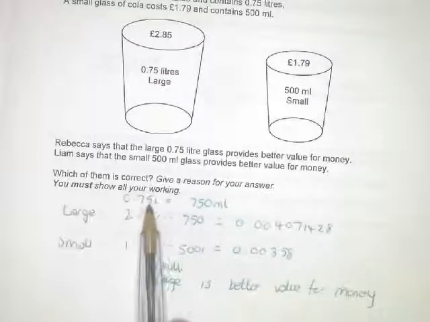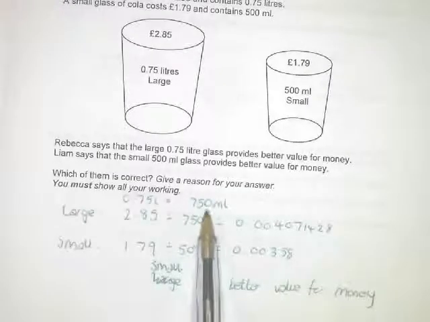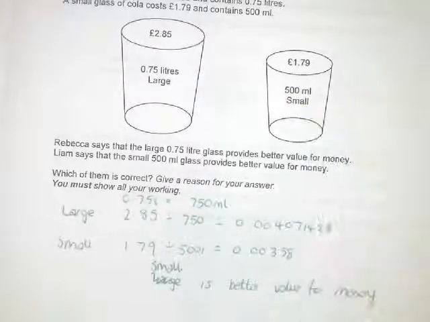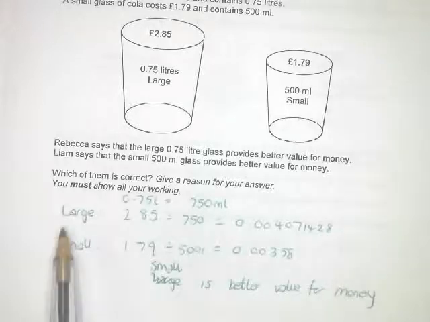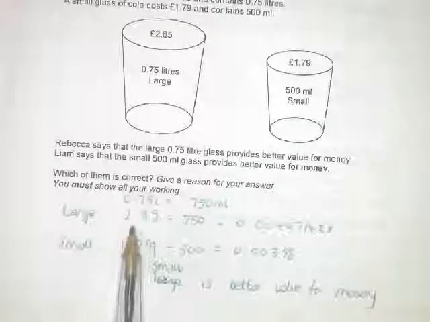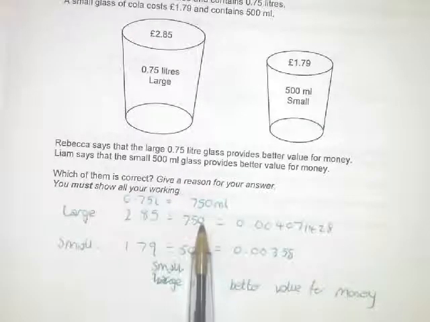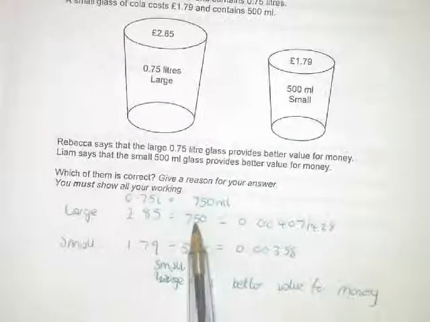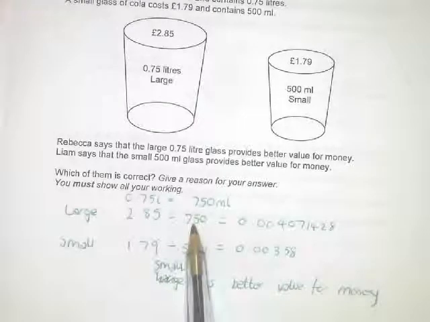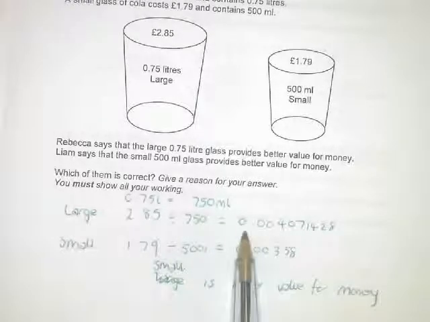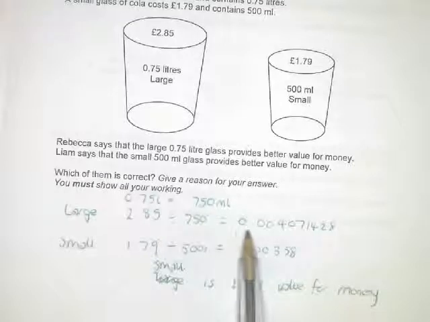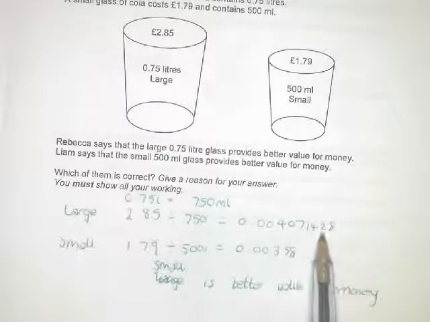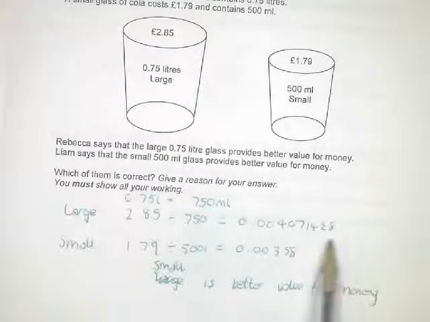So in pounds for the large one, I've done 2.85 divided by 750. That tells me that each millilitre costs 0.004071428 pounds. Similarly for the small, the 0.00358 per millilitre. I'm looking for the one that is cheapest here, so I'm looking for the one that has the smallest number. This is the small one, so the small is better value for money. Now for your last mark, we need to answer the question, we're going to say which of them is correct. So Liam is correct.